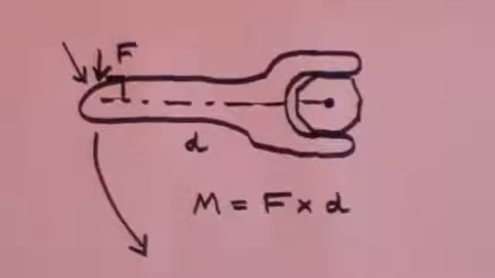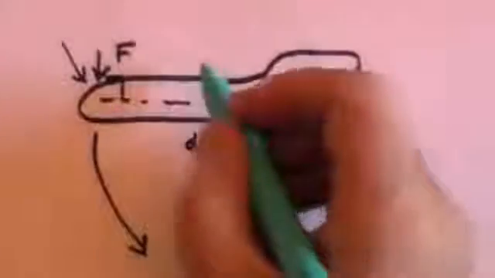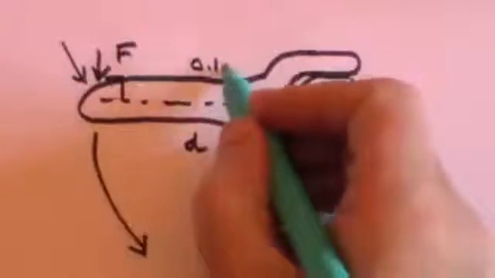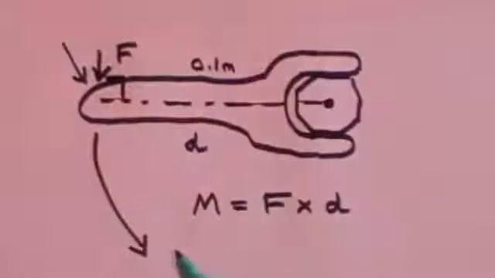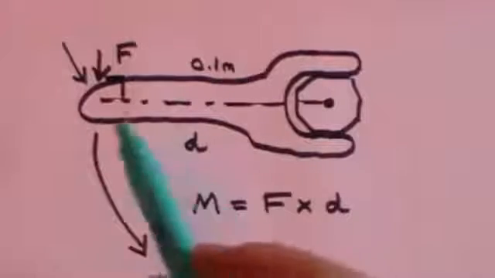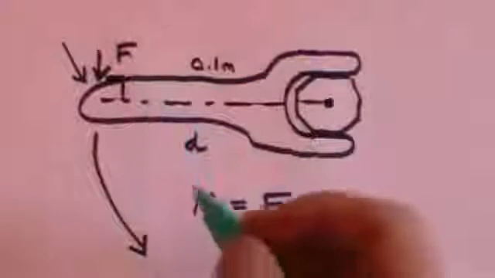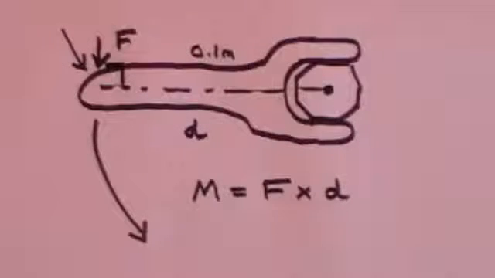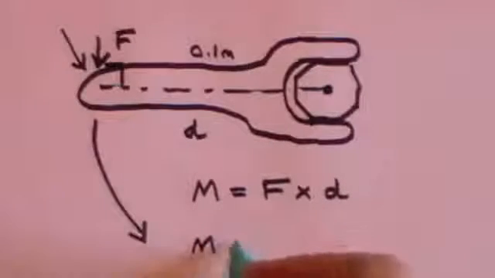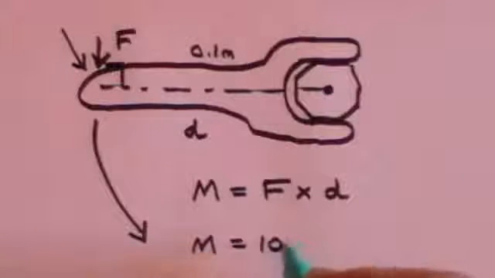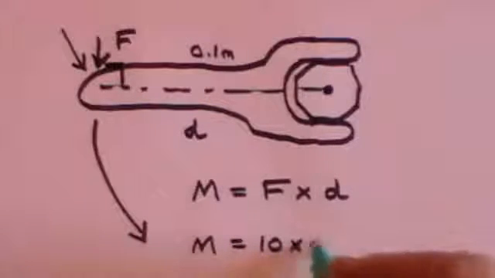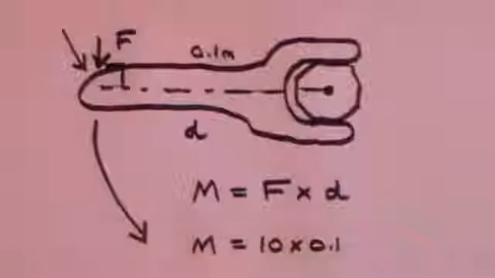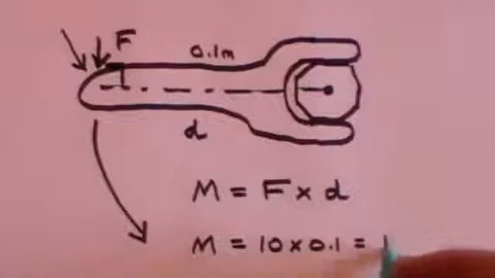So let's put some numbers on this. Suppose the distance of the spanner is 0.1 meters. In other words, it's a 10 centimeter spanner. So the distance is 0.1 meters, and let's suppose that the force that we act on is 10 newtons. Then the moment will be equal to the force, which is 10 newtons, times the distance, which is 0.1 meters, and that of course is simply going to be 1.